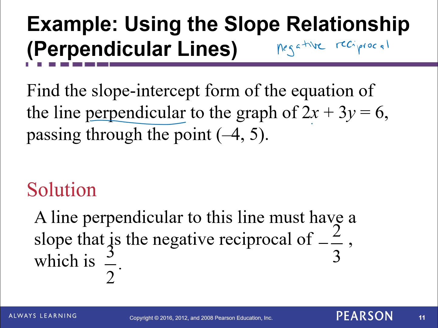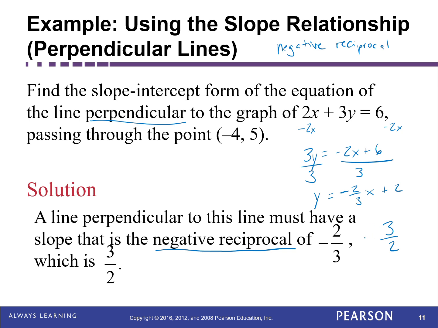So what we're going to have to do is take this original equation and solve for y, so that we can find our original slope. The first thing I'm going to do is subtract 2x over. I'm going to have 3y = -2x + 6. Then to get y by itself, I'm going to divide by 3. So I'm going to get y = -2/3 x + 2, which means my original slope here is -2/3. But I need the negative reciprocal of that, which means I need to flip it and make it negative. Now what we notice is it already was negative, so if I double negative it, it just makes it into a positive.